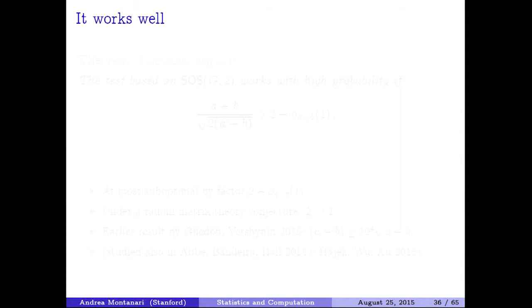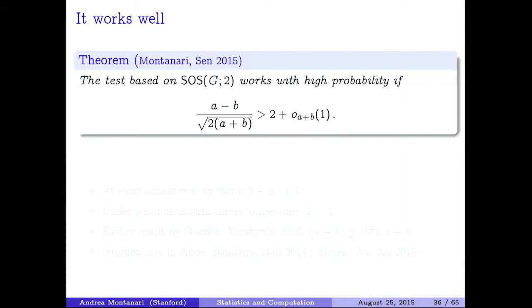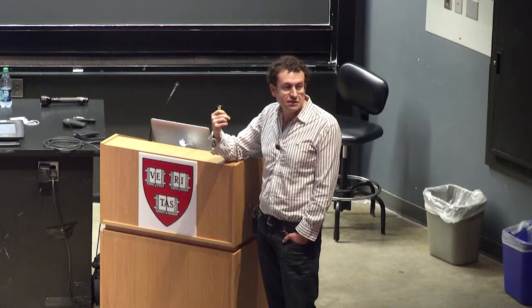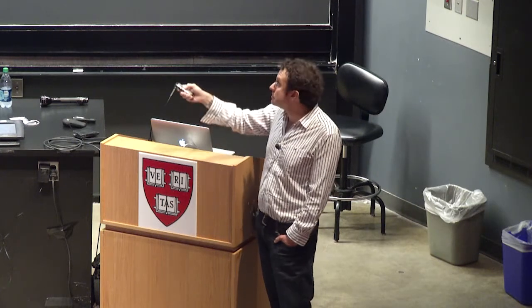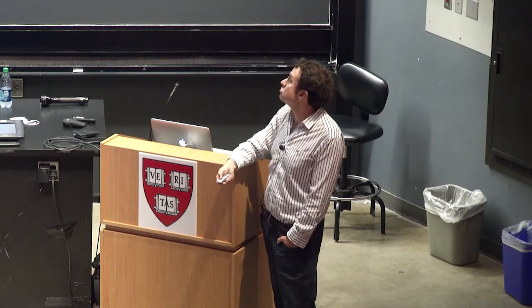Okay, and the result is that it works pretty well. So this is a theorem with Subhabrata Sen, who's a student in statistics at Stanford. This test works with high probability if this magic ratio is bigger than 2 plus a little bit. A little bit is small, a little o of 1 as a plus b goes to infinity. So we're thinking of large but bounded degree. And when the degree is large but bounded, this method is suboptimal by a factor 2 at most.